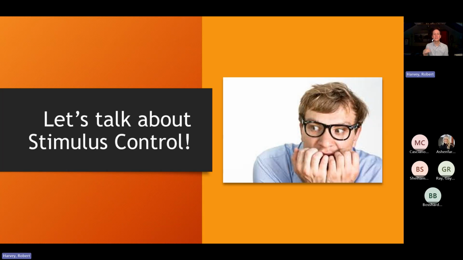All right, so we have to talk about stimulus control, and this is a representation of me biting my nails because stimulus control is such a huge concept that at its heart is kind of easy, but as you think about it more, it gets more complicated.